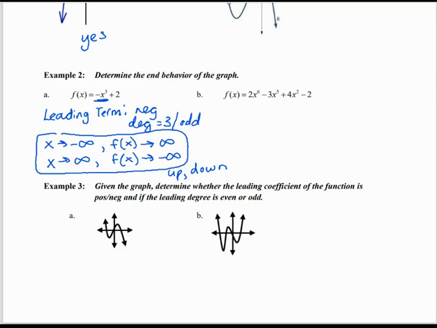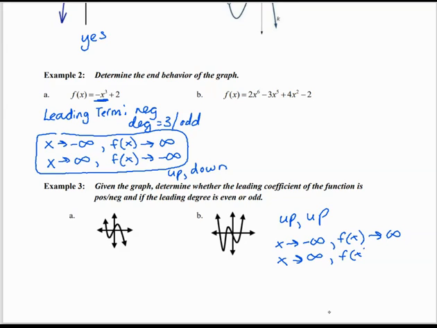All right, one more example together. Given the graph, determine whether the leading coefficient is positive, negative, and if the leading degree is even or odd. So I'm going to do B with you. So what this is saying is the end behavior is up, up. Or, as I write that in that fancier notation, it's saying as x goes to negative infinity, right? As I go to the left, what's happening to the graph? It's going up. So f of x is going to positive infinity. And as the graph goes to the right, to positive infinity, the graph is also going up.